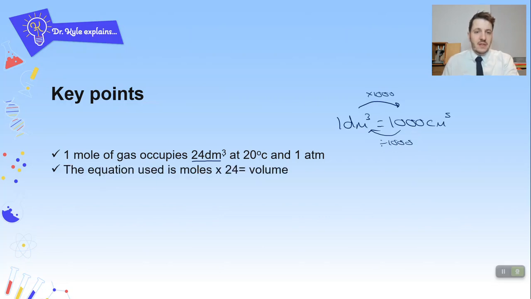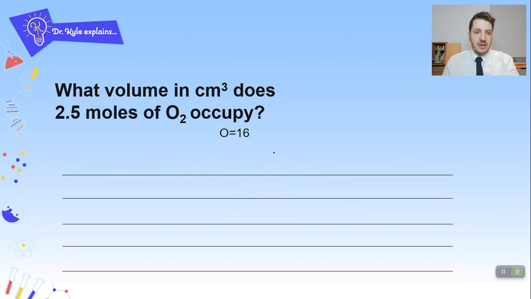Okay, so the equation that we're going to be using is moles times 24 equals volume. And remember, 24 is decimeters cubed, and so your answer for this always comes out in decimeters cubed for your volume. Moles, obviously, the normal unit is mole. Okay, so let's do some calculations and examples then.